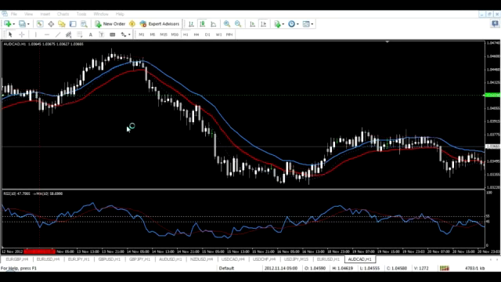I just want to get in, get out. And with a system like this, on a little bit smaller time frame, the trades happen quite frequently, so I'm not waiting for very long.